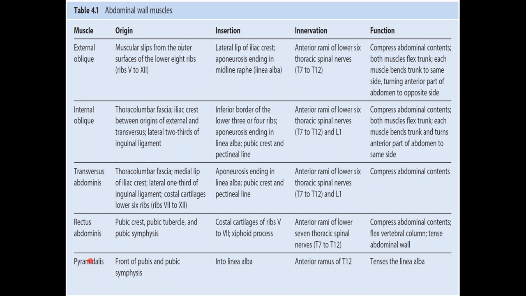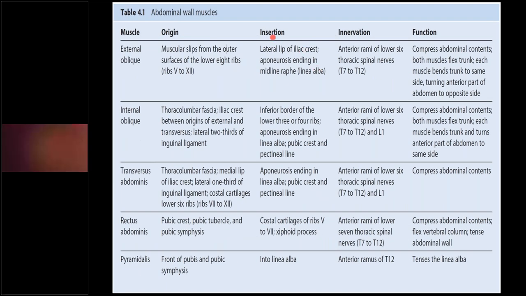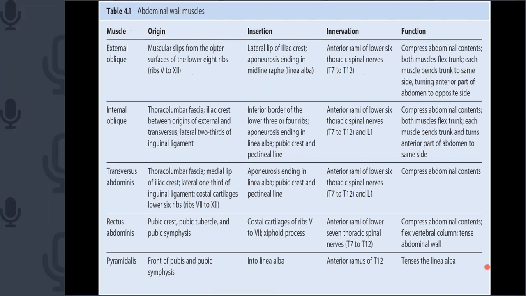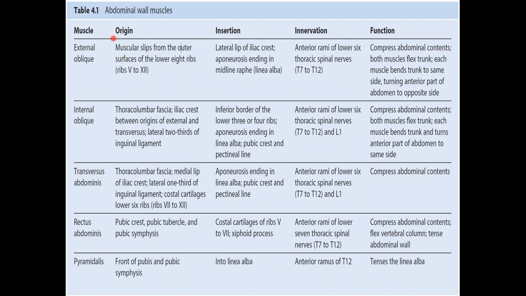So what about the last muscle? This muscle is found only in 20% of humans. Pyramidalis originates from the pubis and pubic symphysis and inserts in the linea alba. The innervation is by the anterior ramus of T12 and the function is to tense the linea alba. So this is about the most important abdominal wall muscles. The most important three are the external oblique, internal oblique and transversus abdominis. We'll discuss it separately with the rectus sheath.